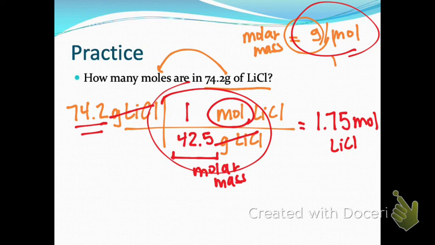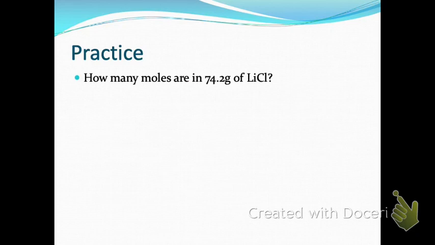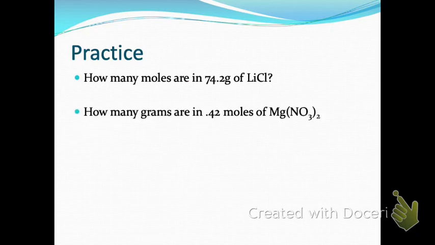Moles always gets the 1. Okay, because our molar mass tells us how many grams is equal to 1 mole of that substance. So moles in our chart is always going to get the 1. All right. Let's try another one here. How many grams are in 0.42 moles of magnesium nitrate?